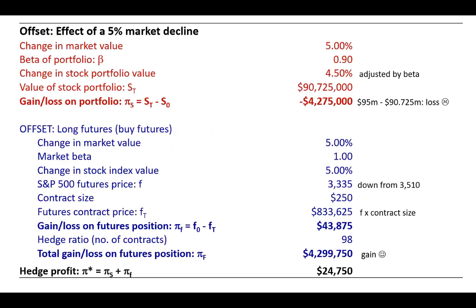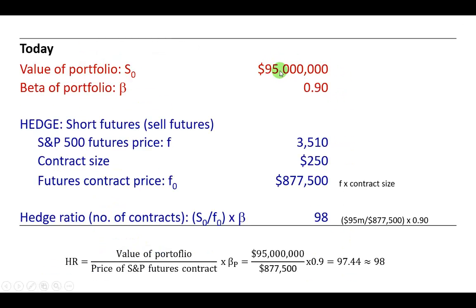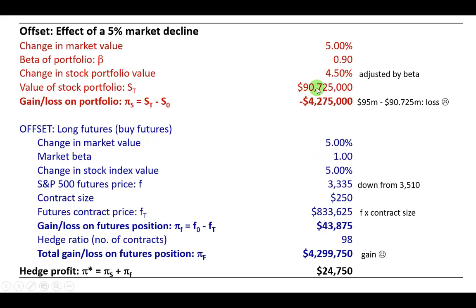All right. So now, let's say that the market declines by 5%. Now, what this means is, remember, your portfolio's beta is 0.9, so your portfolio is only 90% as volatile as the market. And that means that you can expect your portfolio to go down by about 4.5% from $95 million going back here to 90.725 million, a loss of 4.275 million. So that is sure to put a sad face on you, as you can see right here.